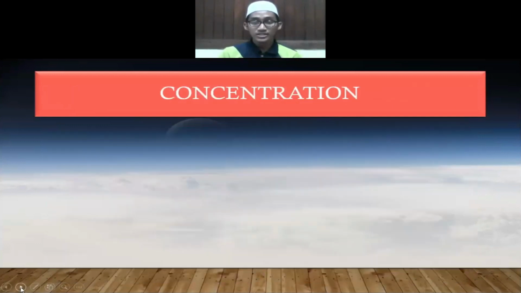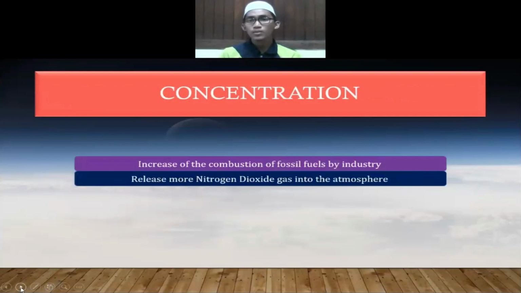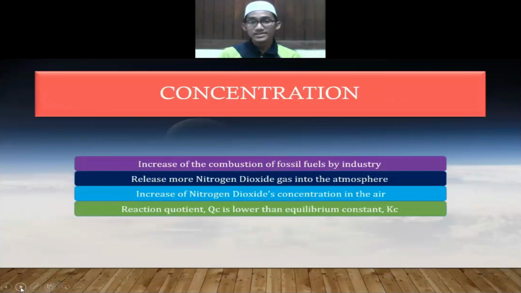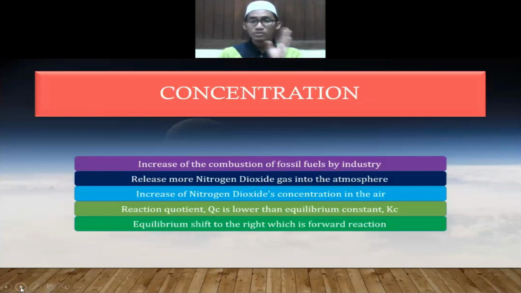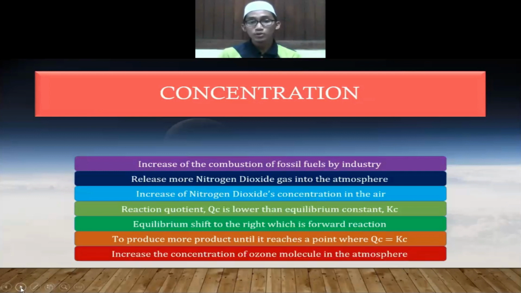So, first, change in concentration. Increase of the combustion of fossil fuels by the industry will release more nitrogen dioxide into the atmosphere. This will increase the concentration of nitrogen dioxide in the air, thus making the reaction quotient lower than the equilibrium constant. This will cause the equilibrium to shift to the right, which is the forward reaction, to produce more product until it reaches a certain point where Qc is equal to Kc. This will finally contribute to the increase of the concentration of ozone molecules in the atmosphere.